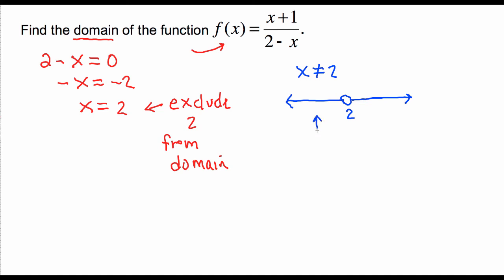You see this part of the number line here? This is all values of x that are less than 2. See this part of the number line here? This is all values of x that are greater than 2.